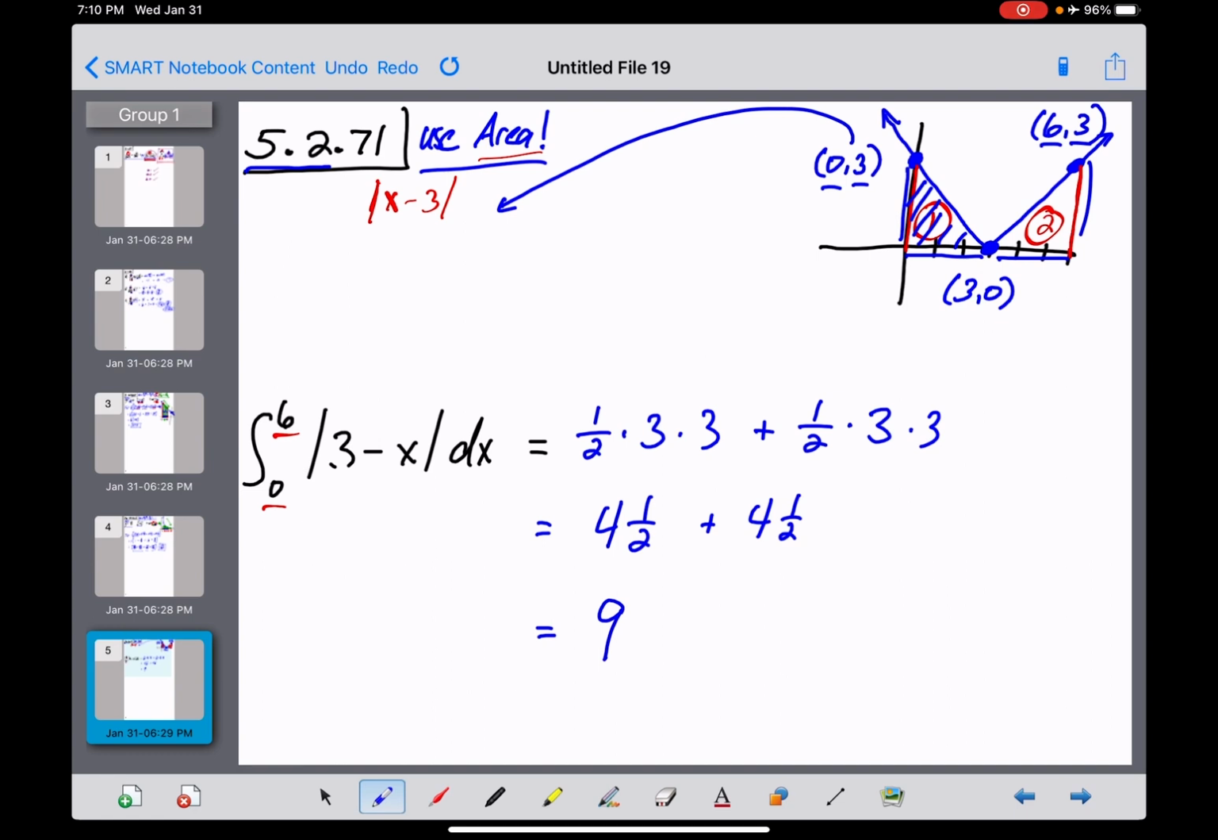There are no units on a definite integral problem, guys. You wouldn't put square units unless they specifically said find the area between the curve and the x-axis. So our answer here for number 71 is 9.